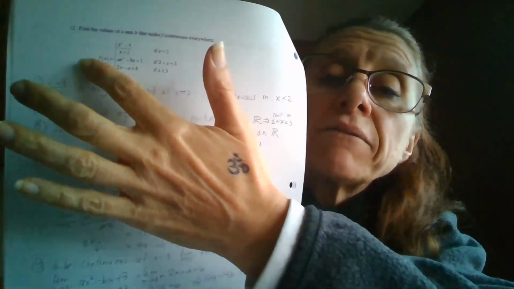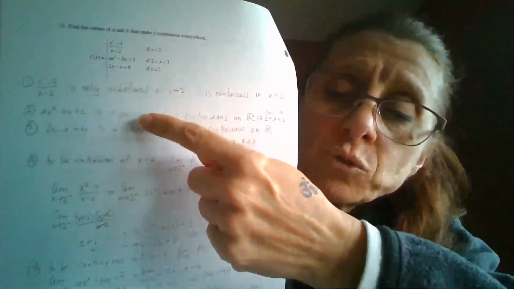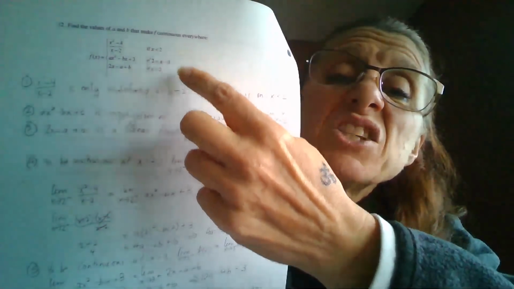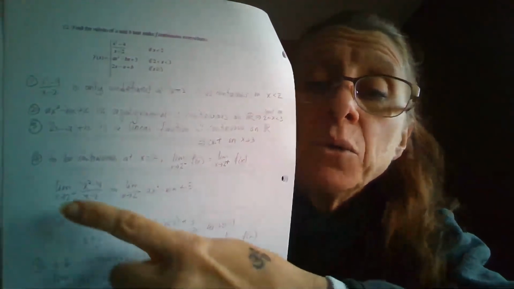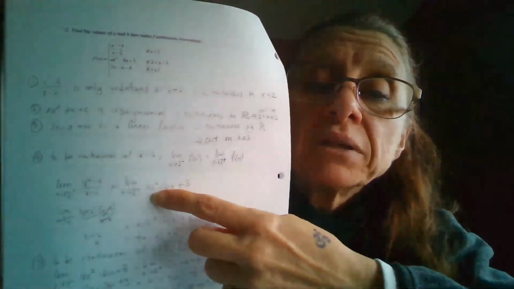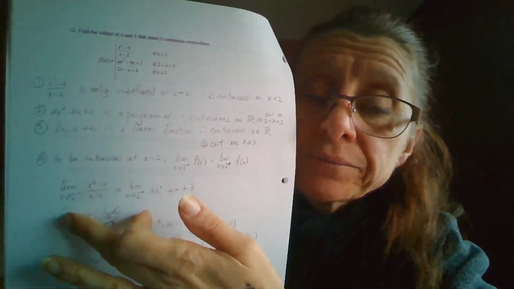Then if we want f of x to be continuous everywhere, the only potential places where it could fail to be continuous are where the rules change, in other words, at 2 and at 3. The way you can make these continuous is using the definition of continuity, which is to set the left and right limits equal to one another.